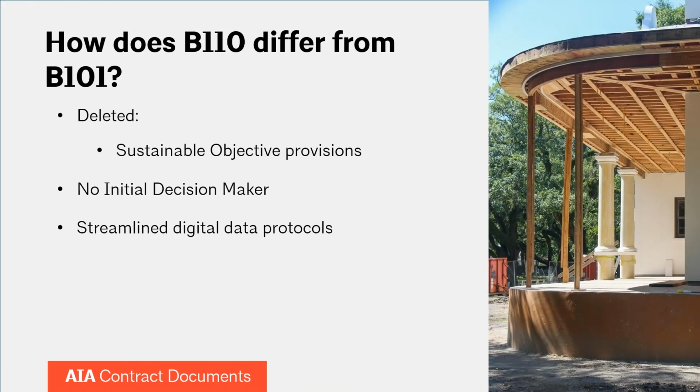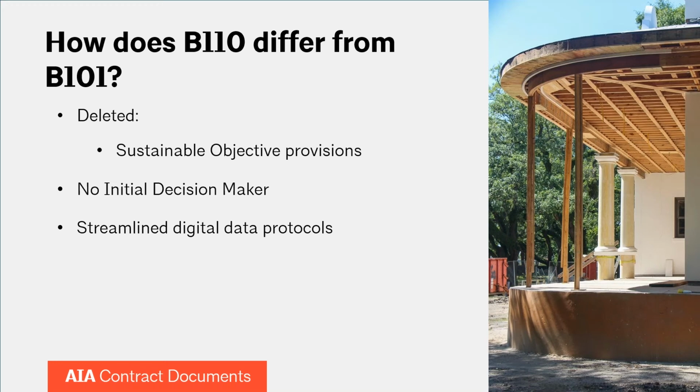How does B110 further differ from B101? Sustainability objective provisions are deleted. The sustainability objective is not located in the main body of the agreement, but can be included using the E204 Sustainable Projects Exhibit to allow owners to flesh out sustainability goals if desired. However, the architect is still required to consider sustainable design alternatives in the schematic design phase.